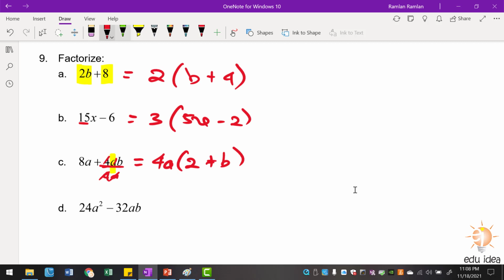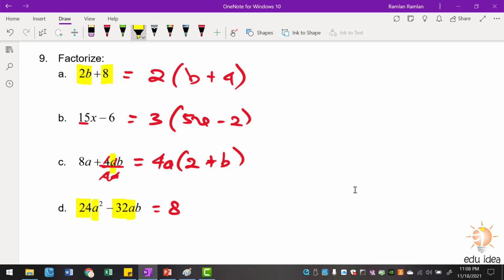Okay, next up, D. Again, the first thing that we need to see is the numbers here. We have 24 and 32, right? 24 and 32 have the highest common factor of 8, right? Yeah, it's 8. So we can write down 8 first, and then as you can see here, both terms have a, right? But this one is just a, and the left one here is a squared.